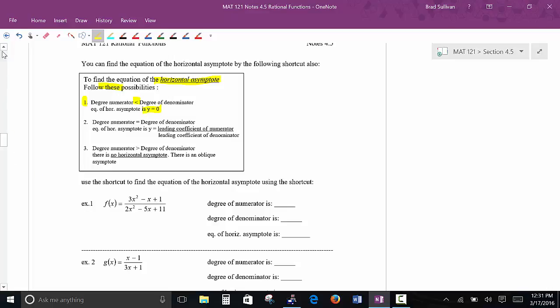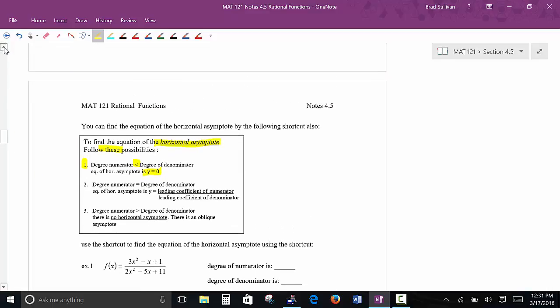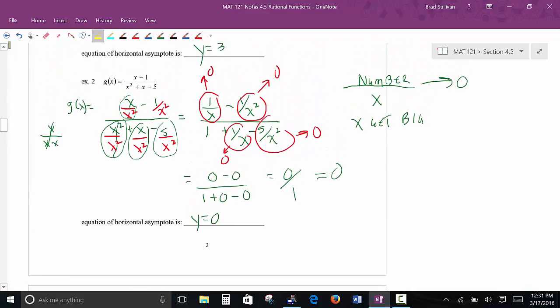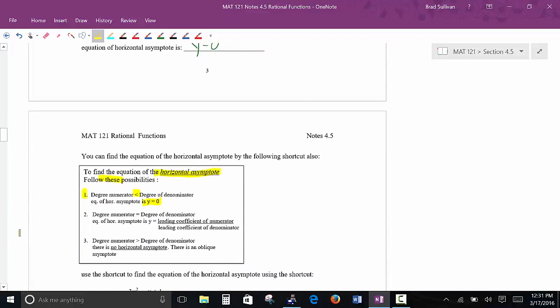Now let me scroll up to the previous page to show you that, because we did that in the last problem. Okay, what would you consider to be the degree of x minus 1? 1. What would you consider to be the degree of the bottom? 2. So 1 is less than 2, right? So the degree of the top is less than the degree of the bottom, so that's what that rule says. Okay, that's easier, isn't it? Okay, you can do that in like 2 seconds.